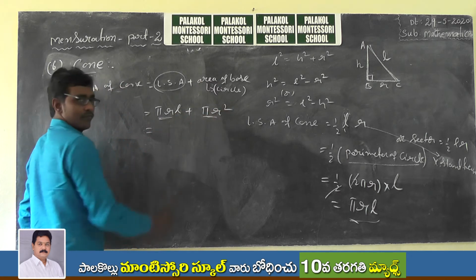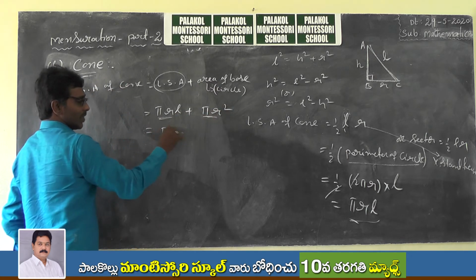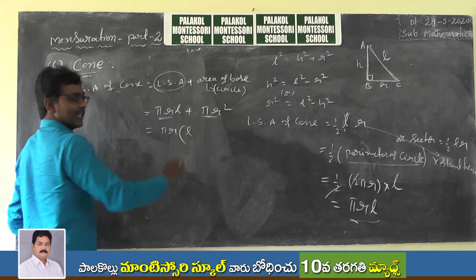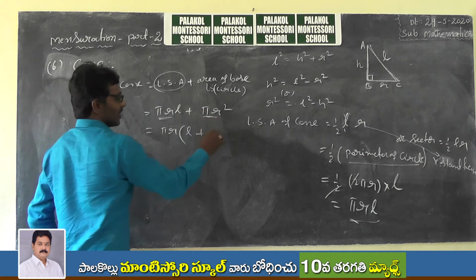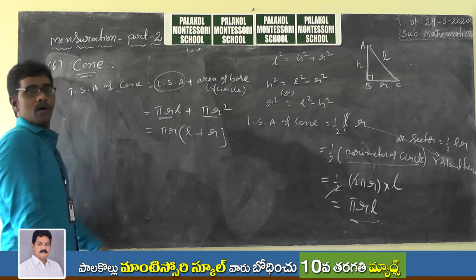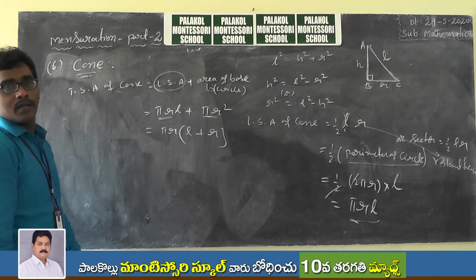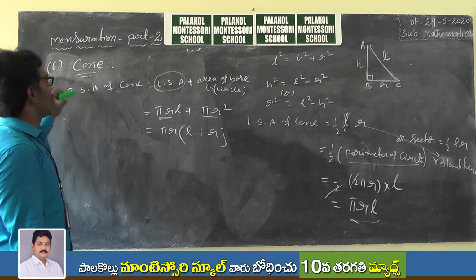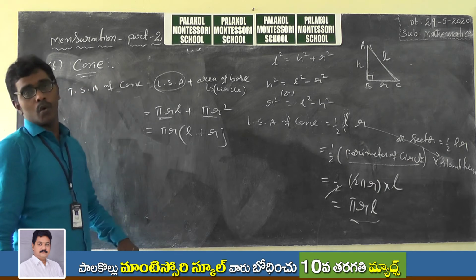Here two terms are formed, and which one is common? Pi r is common. The remaining in the first term is L, and in the second it is r. So pi r of L plus r. Okay guys, pi r of L plus r is the total surface area of the cone.